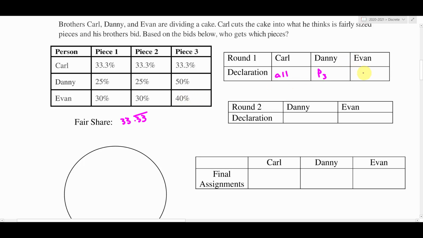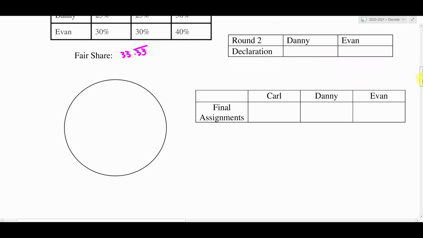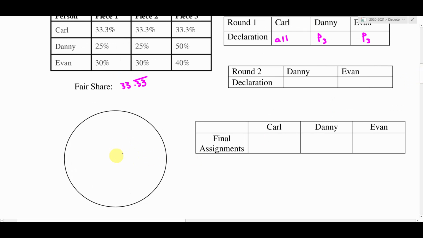He's only going to be happy with piece 3. Okay. So we can immediately see there's not going to be a nice way to give those pieces away. The only piece that Danny and Evan are okay with is piece 3. So there's no way to nicely do this. Right? So to kind of think about what happened here, right?